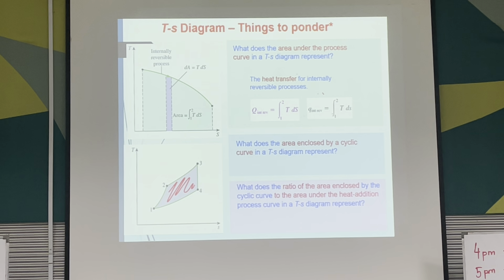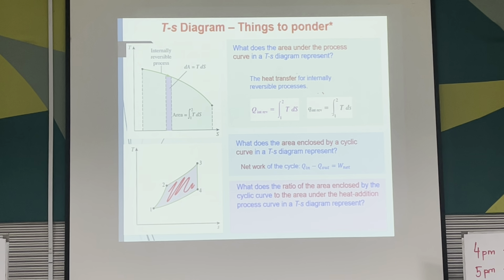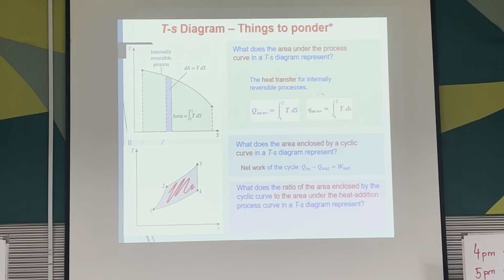And so for a cycle, Q net is also equal to work net. Okay, so in a cycle, we assume that energy in equals energy out. So Q net will actually equal work net.